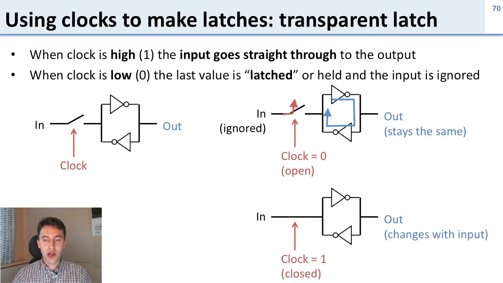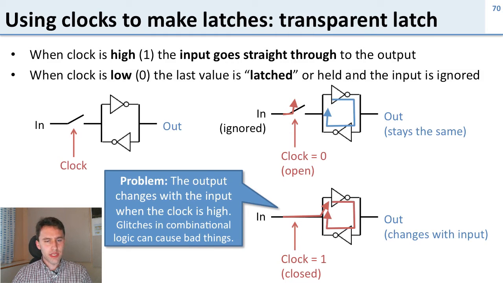When I, however, have the clock be 1 and that switch gets closed, the value that's in there is still output, but if a new value comes in, it's going to replace that and go directly to the output. So this is a transparent latch. When the clock is high, the value goes straight through, and when the clock is low, the value gets stored. But there's a problem with this. Because the output changes when the input changes, you can have feedback loops. So for the whole time that your clock is high, you can have feedback loops going through your combinational logic this way.